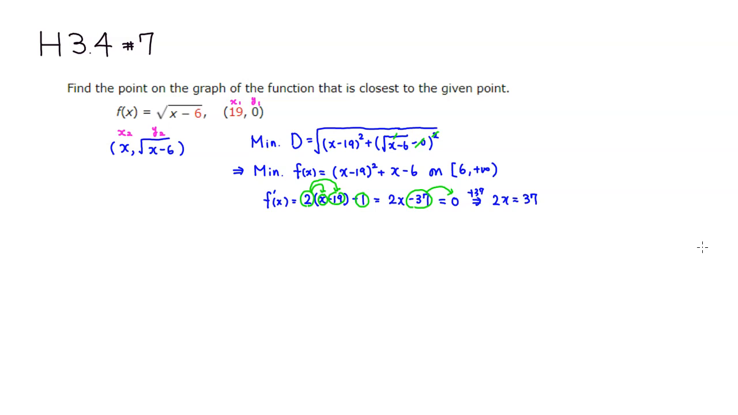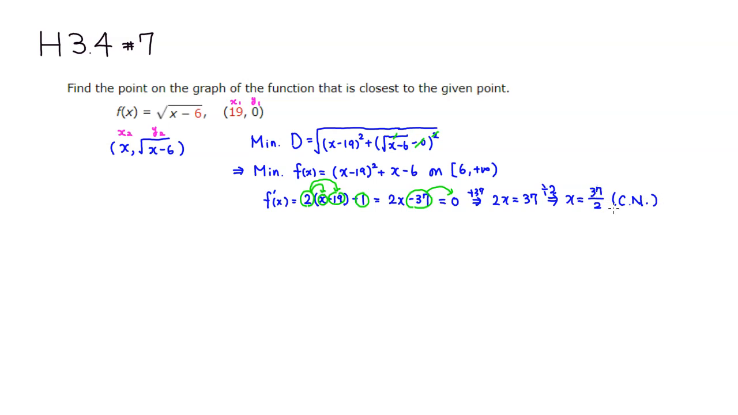Then we have to get rid of the 2 in front of x, so we can just divide through by 2 to get x is equal to 37 over 2. So this is a critical number. Since this derivative is just a linear function, it's defined everywhere, so there's no critical number of the second kind. We only get one critical number of the first kind.